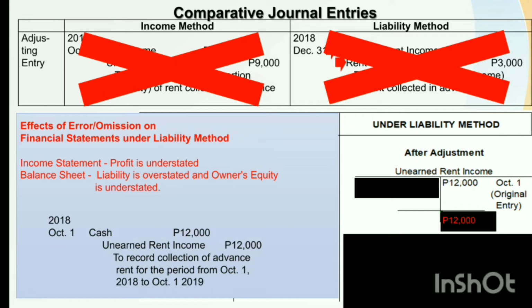Because based on our computation, the correct unearned rent income balance is only 9,000 pesos. So the remaining 3,000 is already an income. Kung walang adjusting entry na gagawin at the end of the accounting period, yung liability that will appear in the financial statements will be 12,000 instead of 9,000. So overstated. And then for the owner's equity, if there is no adjusting entry prepared at the end of the accounting period, the owner's equity is understated. Kasi yung profit in this case is understated. So once profit is understated, ultimately yung owner's equity is also understated.